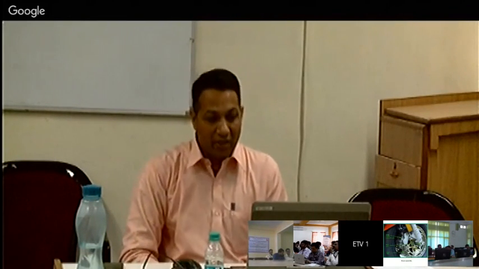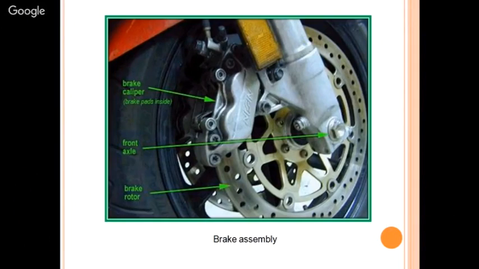So dear friend, this is another example, the brake assembly. In India it became compulsory from 1st January 2017 onwards that every car must have ABS. ABS means anti-lock braking system. You all know behind the car the word ABS is written. So what is the function of the anti-lock braking system? In an emergency, the brake should apply on the tires to avoid skidding.